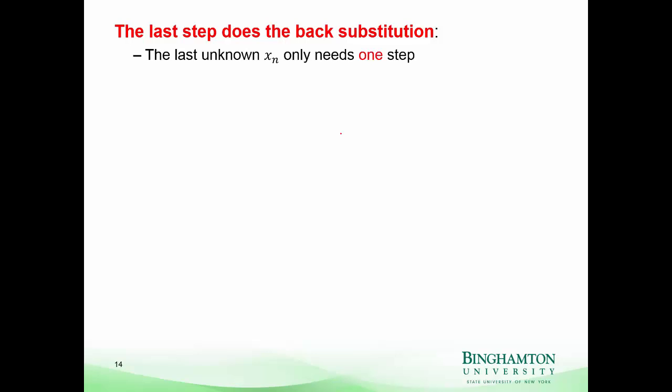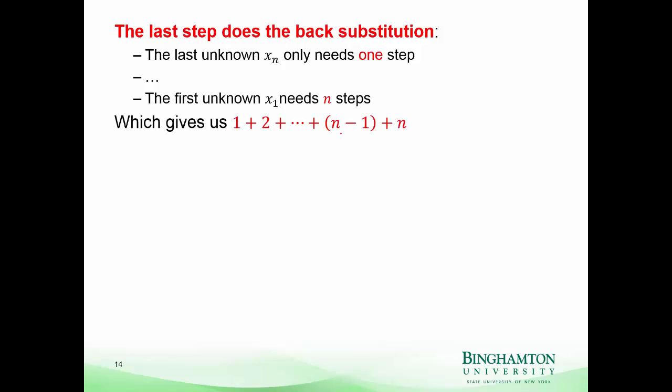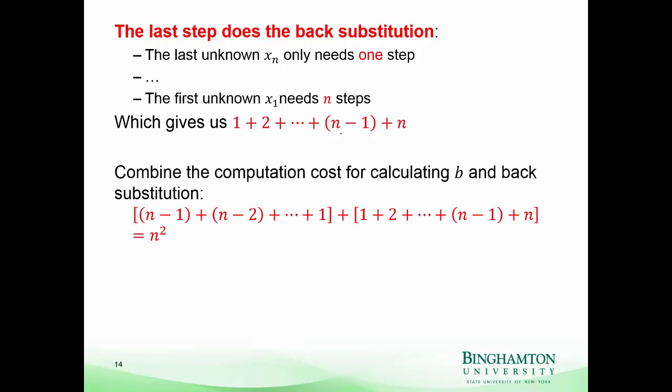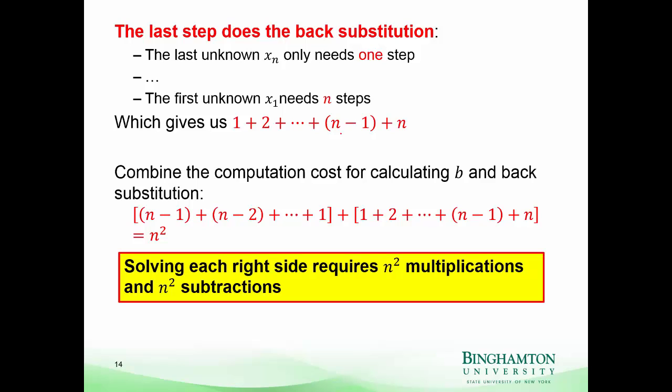And then the last step that we have to do is back substitution. So when we solve for the last variable, we just have to do one thing. For xn we only need one step. For xn-1 we need 2. All the way up to x1 we need n steps, and so that leads to something that looks like that. And so if we combine all this stuff together, that gives us n squared. And so to solve the right side, we need n squared multiplications and n squared subtractions.